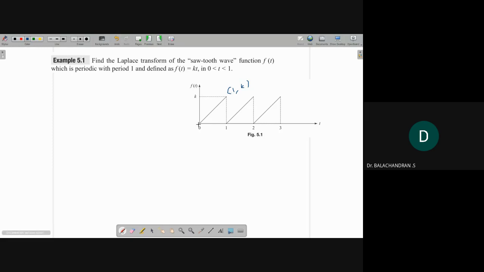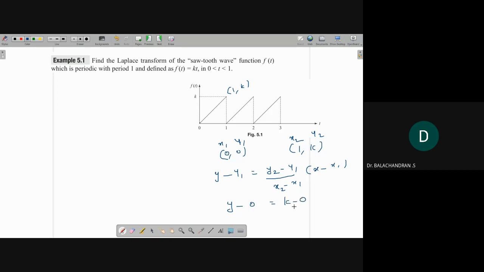So the slope of this line is what? K, you can easily find. So 0 comma 0, this end is 1 comma k. So x1, y1, x2, y2. The equation of this line is y minus y1 equal to y2 minus y1 by x2 minus x1 into x minus x1. So y minus y1 is 0, y2 is k, minus y1 is 0, divided by x2 is 1, minus x1 is 0, x minus x1 is 0. So you'll get y equal to kx.